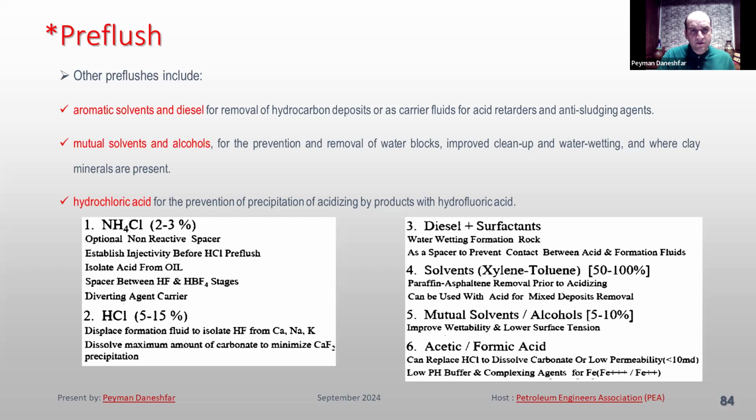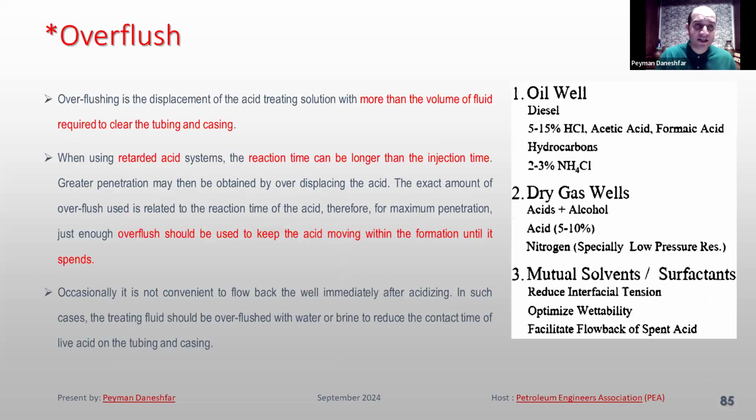Now we go to the overflush, at the last stage before the displacement. Overflush is displacement of the acid treating solution with more than the volume required to clear the tubing and the casing. When using a retarded acid system, the reaction time can be longer than the injection time.